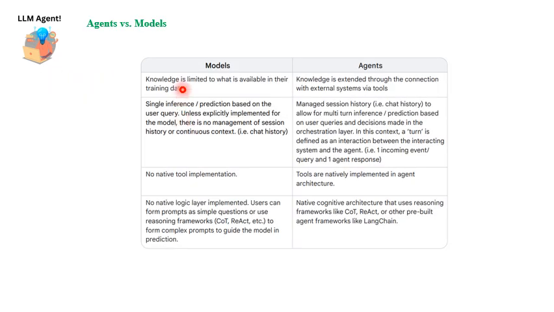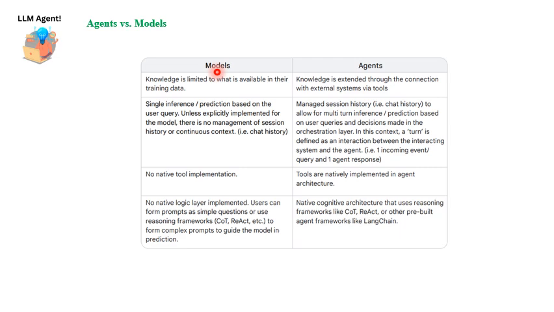Okay, in this slide, we make a comparison between agent and model. The most important difference is that in a model, knowledge is limited to what is available in their training data. They cannot act beyond the training data. But for an agent, knowledge is extended through the connection with external systems via tools. This is the main difference between them.